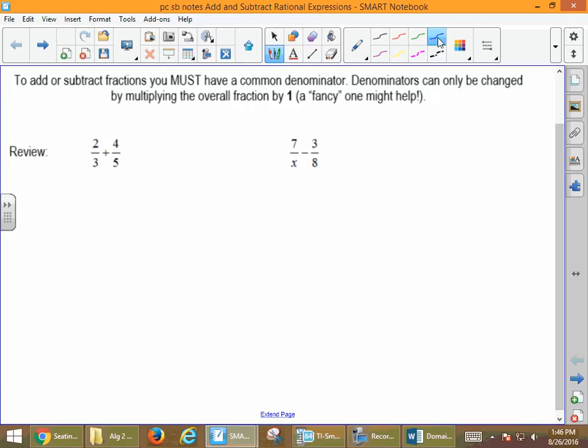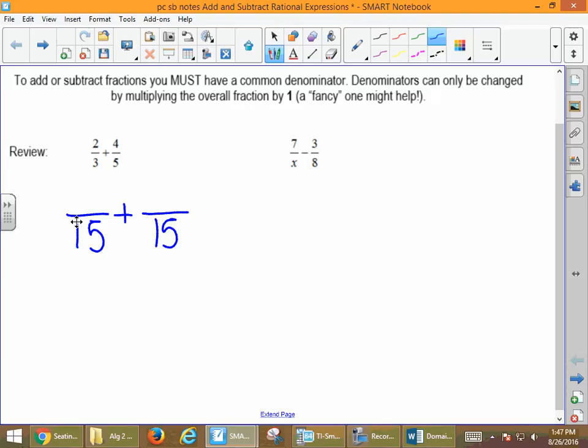But the overall idea of fractions is when we add and subtract, we must have a common denominator. So as we look at this first expression, 2/3 plus 4/5, we need to find a common denominator. And luckily in this problem, 3 is a prime number and 5 is a prime number, so our common denominator can be determined by multiplying those two denominators together. 3 times 5 is 15. So we're going to put a 15 in both of those.